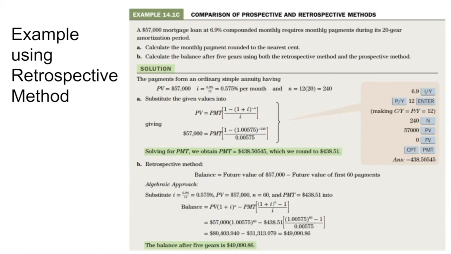In order to find the payment, we just use the present value formula, as I've said. So there it is. We are looking for PMT, so we've got all the other information. Present value is $57,000. The interest is 6.9% compounded annually, but it's compounded monthly, so we've got to take that divided by 12. That comes out to 0.575%, or 0.00575 as a decimal per month.